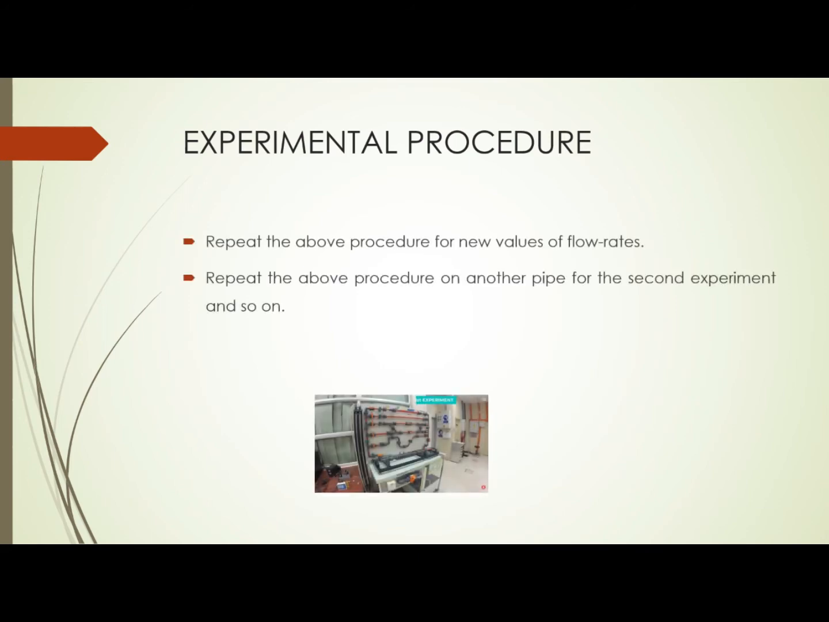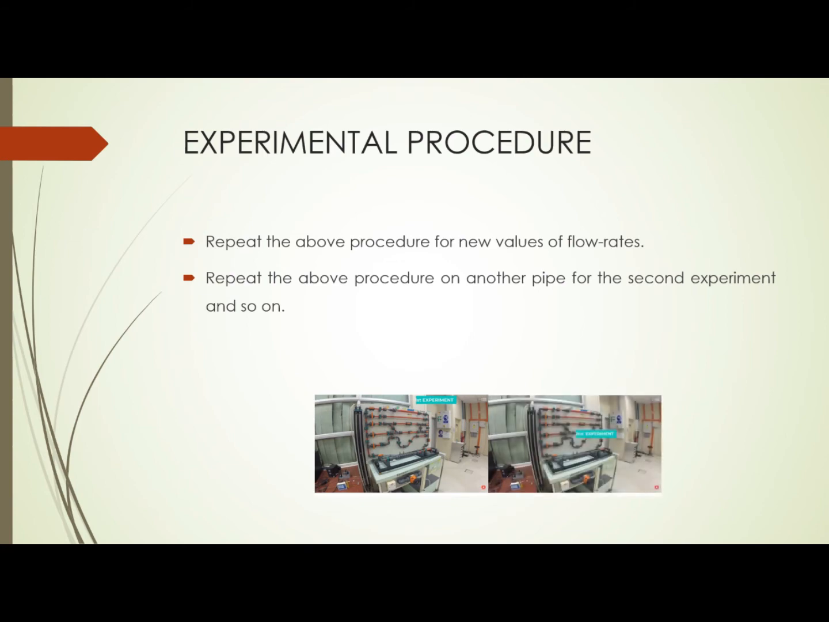So after we record the first experiment, we can repeat the above procedure for a new value of flow rates. We can repeat, getting P1 and P2, and then after doing that, we can start with a new valve. We can repeat the above procedure on another pipe for the second experiment, and so on.